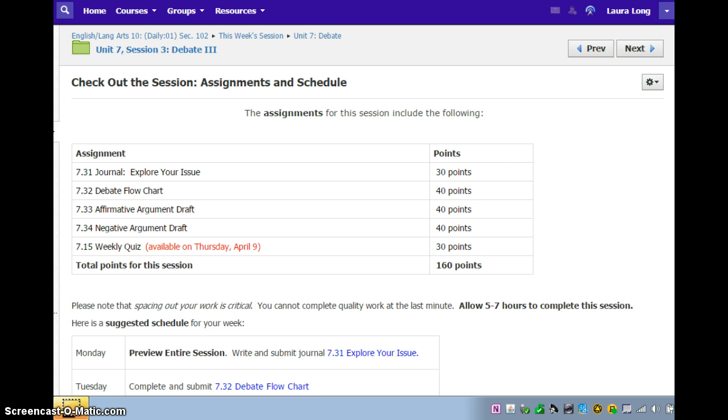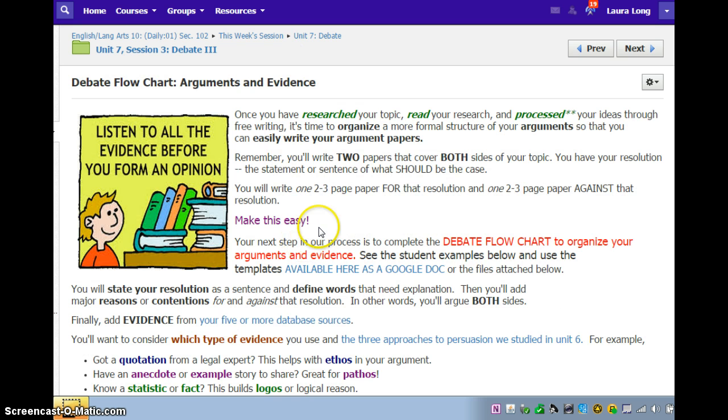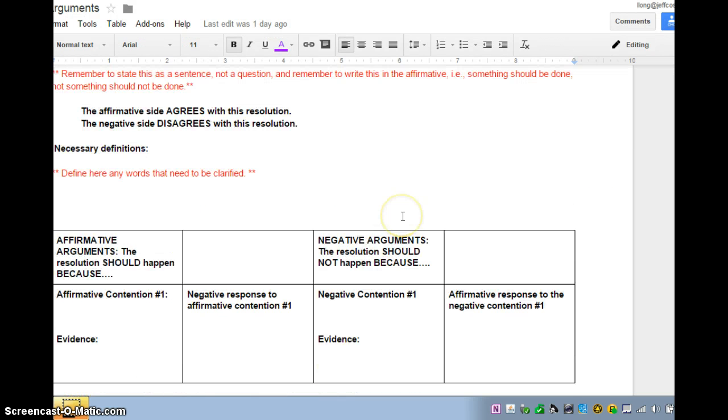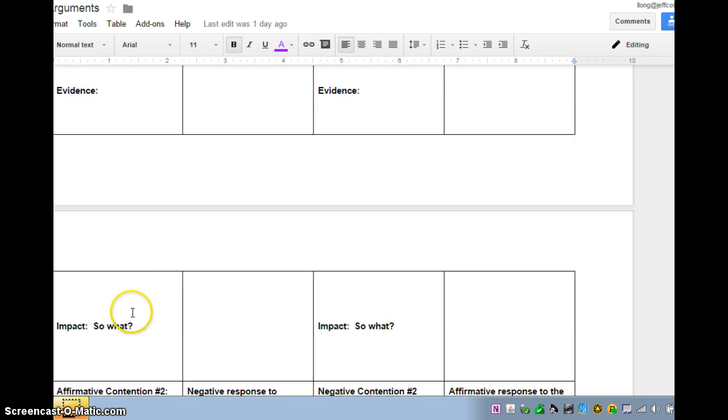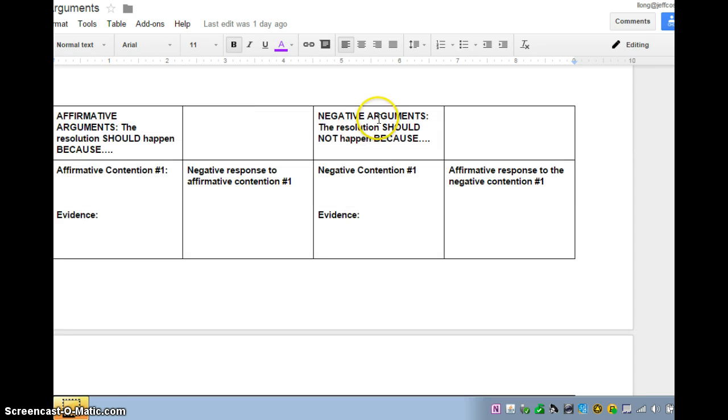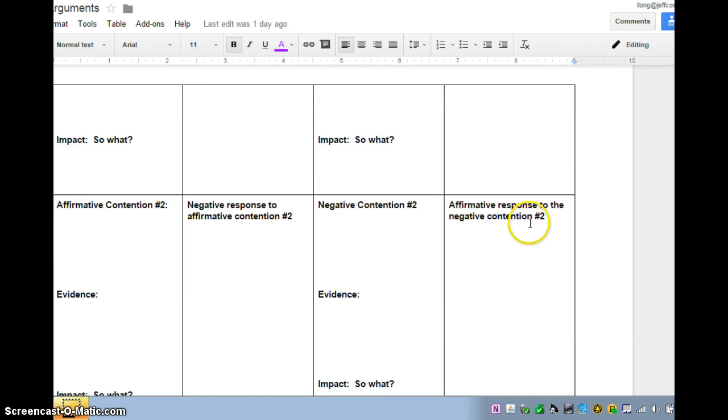So we'll take a quick look at that flow chart. Basically, what you're going to be doing is gathering arguments and evidence for each side of your resolution and putting that into a structure. And that structure will look something like this, where your affirmative arguments will go here, and then your responses, and then negative arguments and responses.